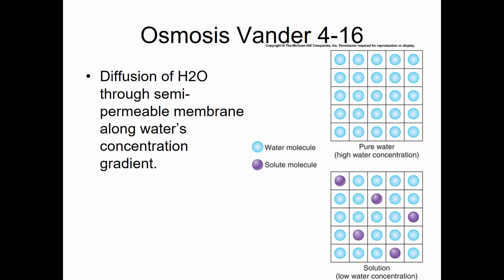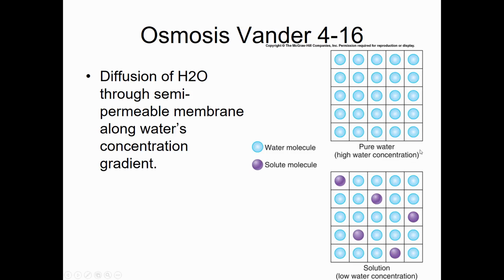Alrighty. So water can diffuse, and that's called osmosis. Here we have a volume, and it's all water. We've divided it up into little squares, and each one is a little water molecule. And then we have some solute over here. Notice that as the solute concentration goes up, the water concentration goes down. So technically, we talk about osmosis as the diffusion of water along its concentration gradient.